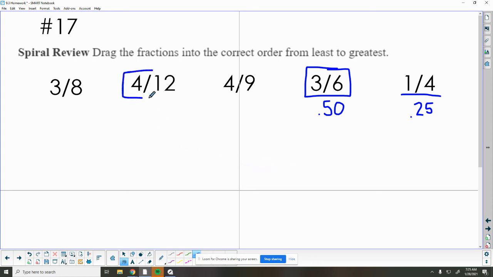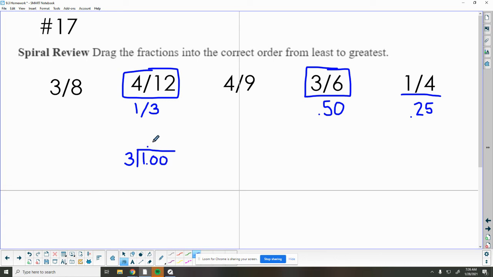I notice that 4 and 12 can be simplified. A factor of 4 and 12 is 4. 4 divided by 4 is 1. 12 divided by 4 is 3. So we have 1/3. I can't simplify 4/9 anymore, and I can't simplify 3/8, but I want to turn them into decimals. If you remember, this fraction bar just means to divide. I take 1 and divide it by 3, and I should get a smaller number because I'm dividing by a bigger one. So I'm going to add on a couple decimal places here.